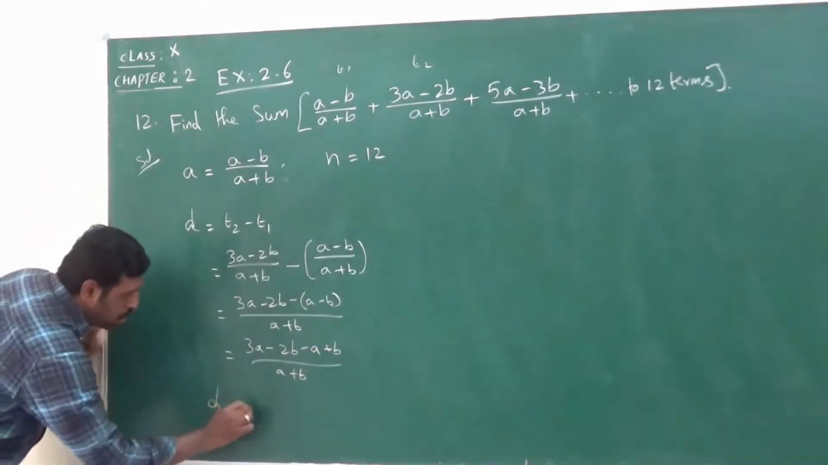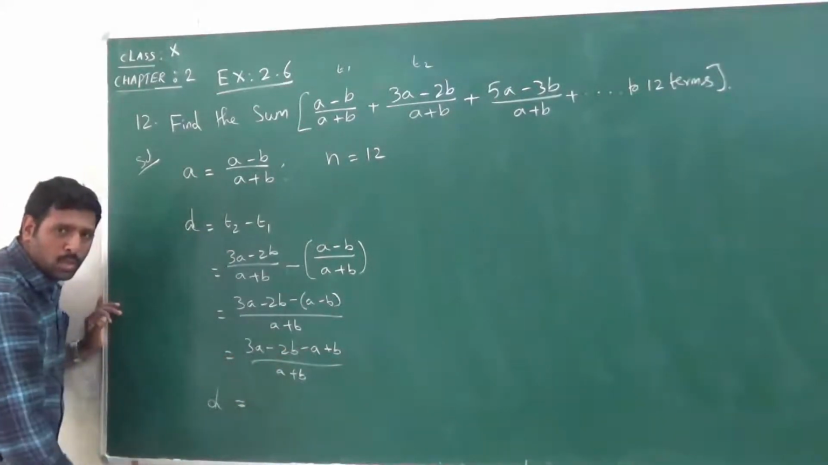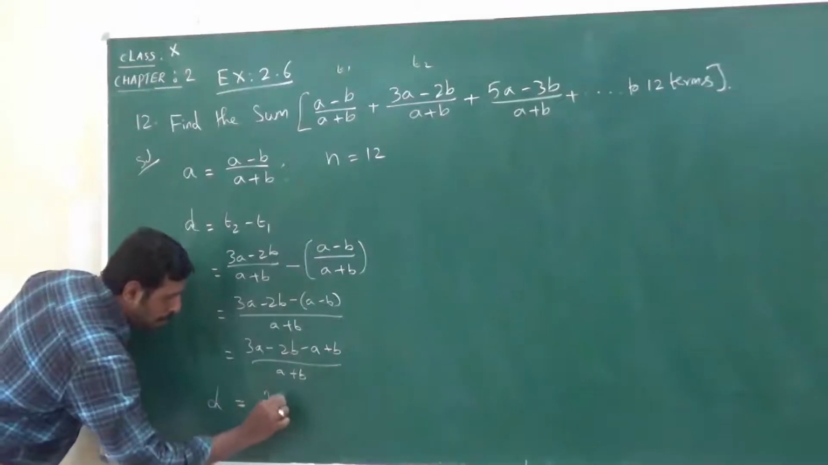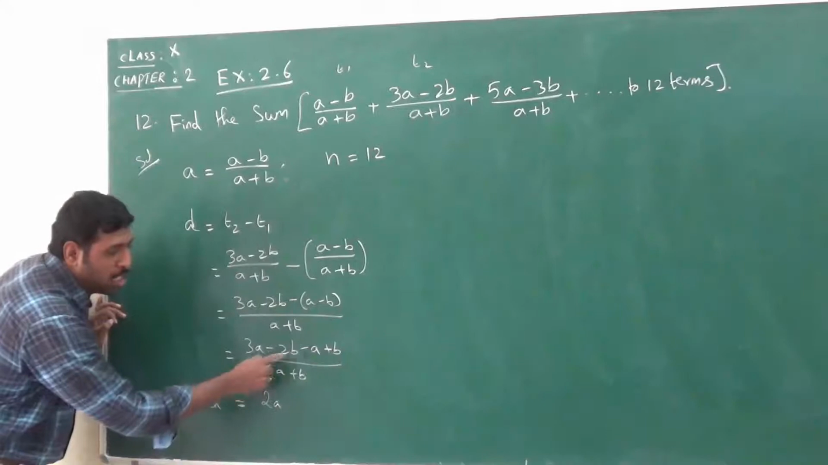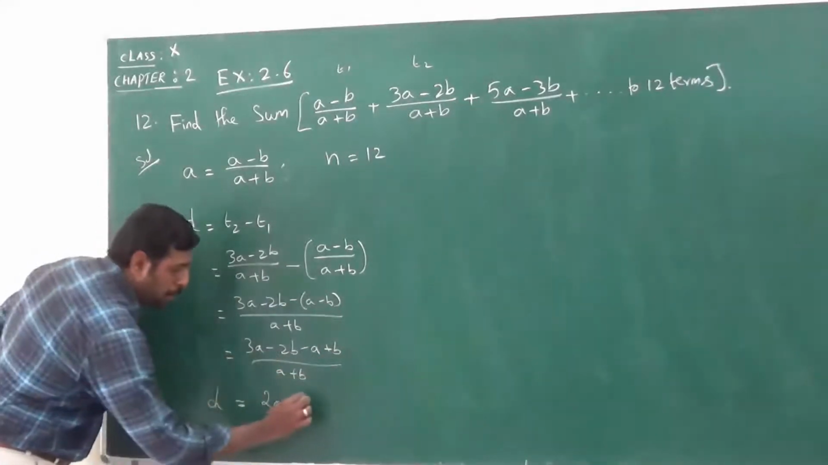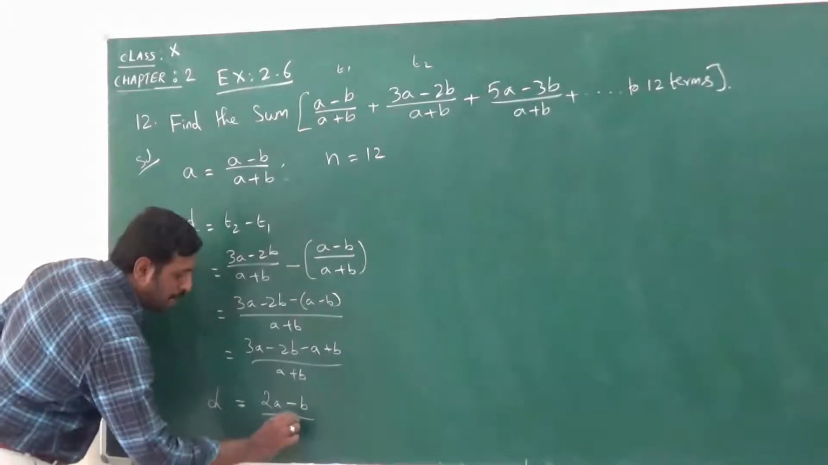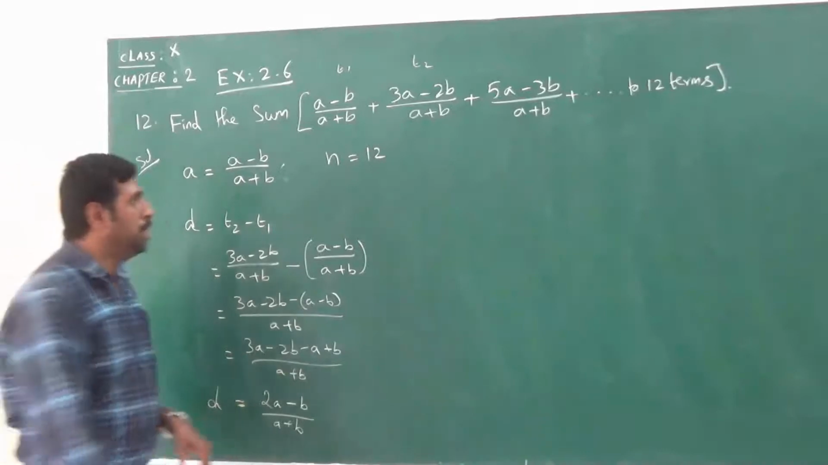Then d is equal to 3a minus a, which is 2a, and then minus 2b plus b, which is minus b, divided by a plus b. So d is equal to (2a minus b) divided by (a plus b).